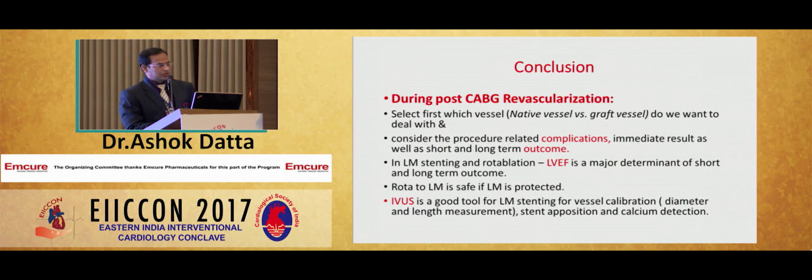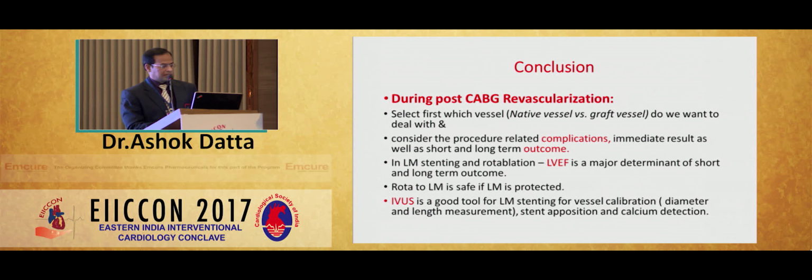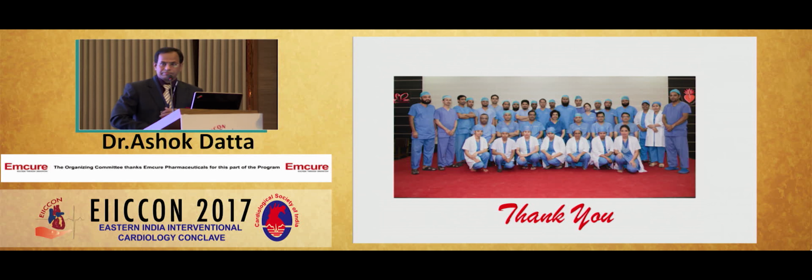So in conclusion, during post-CABG revascularization, first you have to select which vessel, whether native or graft vessel, you want to deal with, and consider the procedure-related complication and its outcome. In rotablation and left main stenting, ejection fraction is a major determinant for short and long-term outcome. Rota is safe if left main is protected from the right side. IVUS is a good tool for left main stenting for vessel calibration, stent apposition, calcium detection. So thank you all.